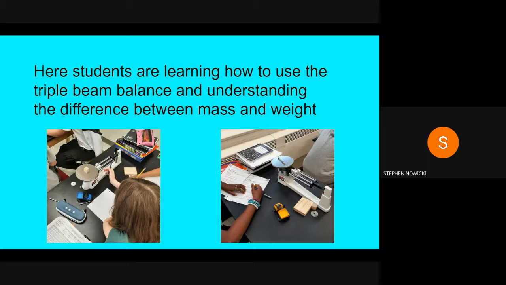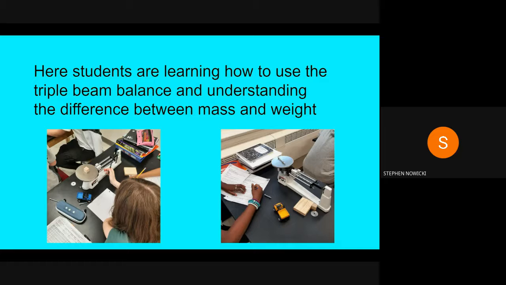Also, we're learning about the difference between mass and weight, and that mass does not change, and weight is a function of gravity. So here the students are using triple beam balances to measure the mass of random objects. Now, the next step will be to find the density of these objects, and that's what we'll be studying next.